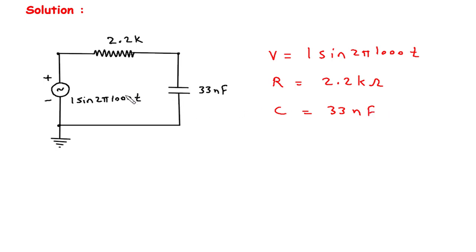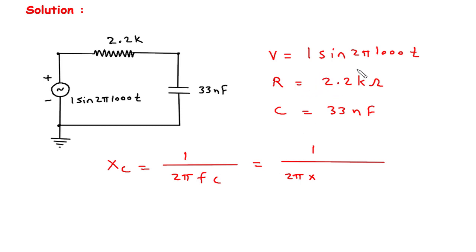Now, first of all, we will find XC. So, XC will be equal to 1 upon 2 pi FC. So, it will be 1 upon 2 pi multiplied by F, where F is frequency. Here we can see it is 2 pi Ft, so 1000 is the value of frequency F. So, it will be 1000 multiplied by C. The value of capacitance is 33 nanofarad, which means 10 to the power minus 9.